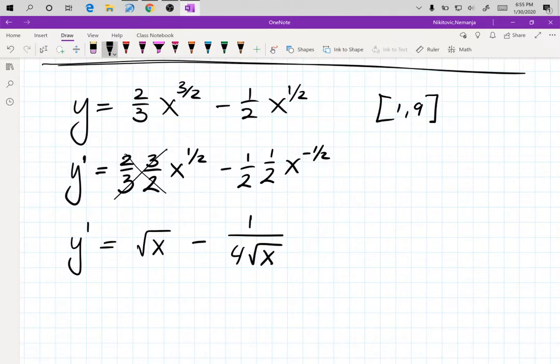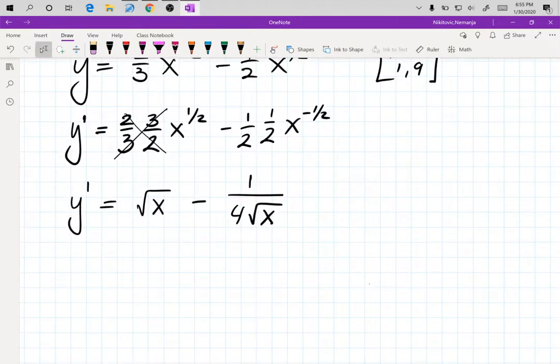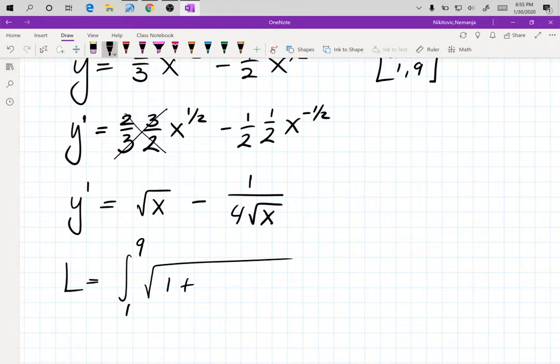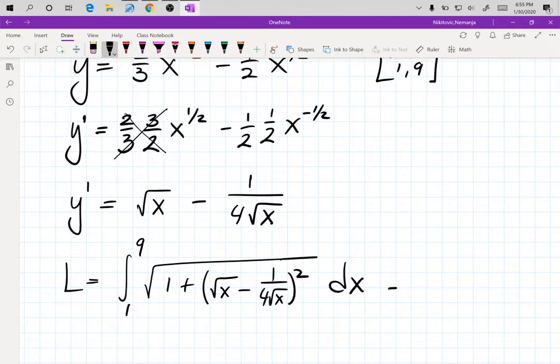We are ready to plug this into our equation. We have our limits 1 and 9, right? That's given. And we have a square root of 1 plus, open parenthesis, square root of x minus 1 over 4 square root of x, everything squared, dx.